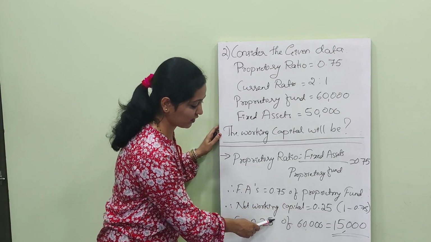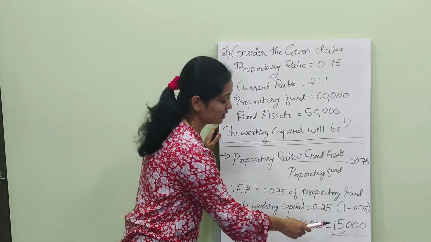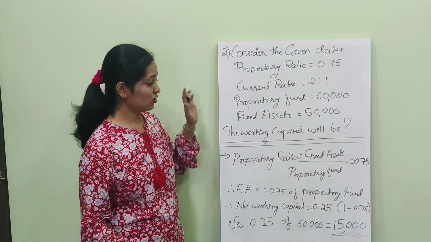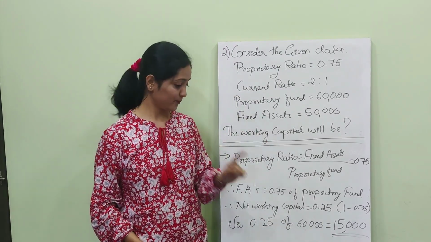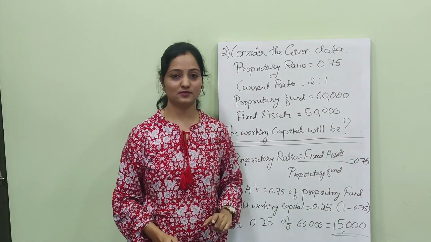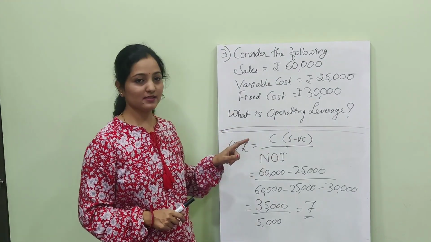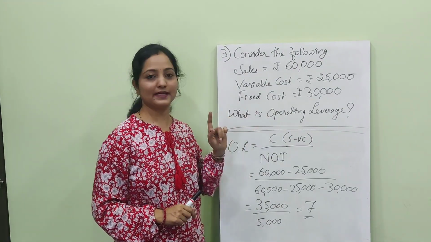So 0.25 of 60,000 will be 15,000. So the working capital will be rupees 15,000. Next important problem is on how to calculate operating leverage.